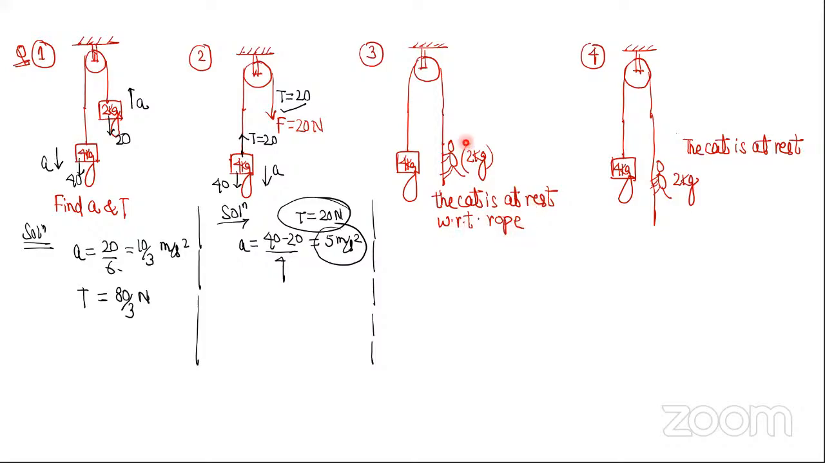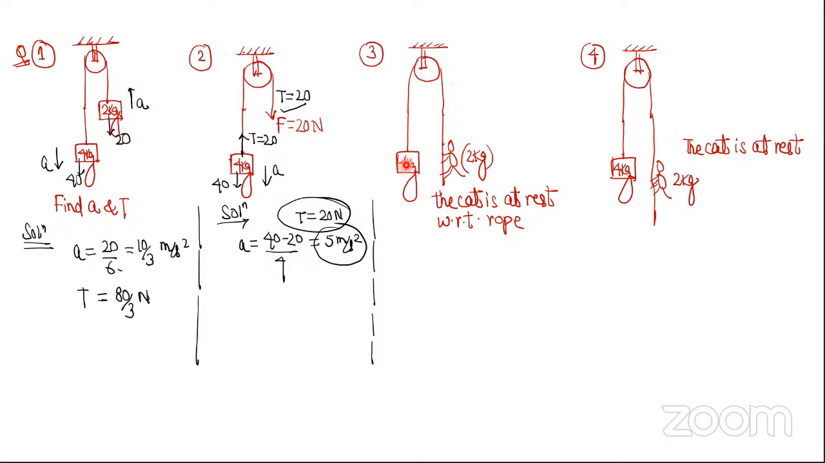That means he's holding the rope tightly and he's not climbing up the rope or down the rope. He's not slipping up or down the rope. The rope is not slipping through his hands. He is holding it tightly. Now along with the rope, the cat is moving up or down. Here let's say the 4 kg is going down. That means this rope is going down, that means this rope is going up. Along with the rope, the cat is going up.